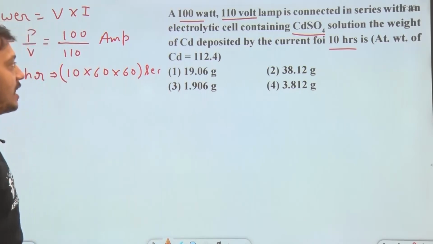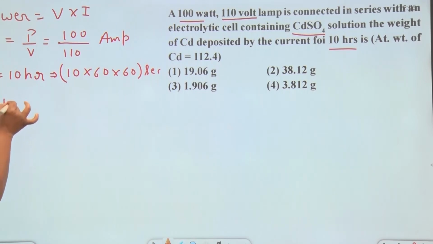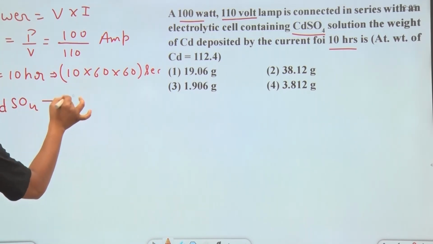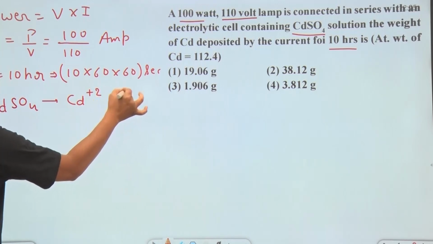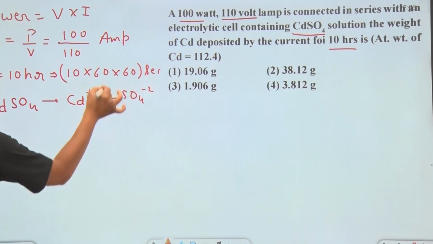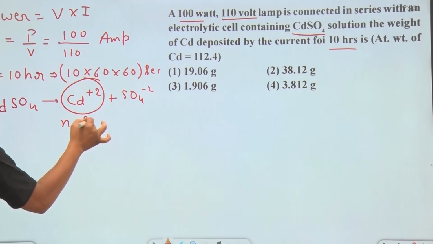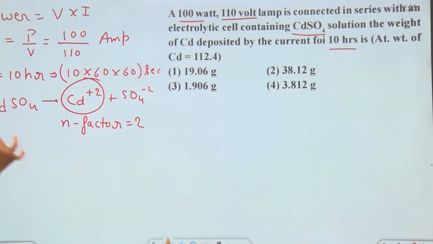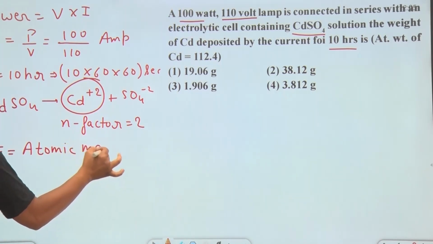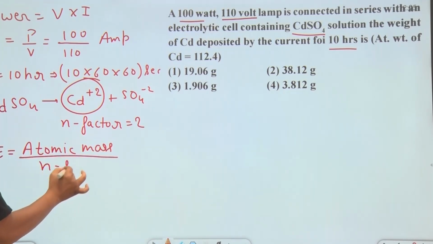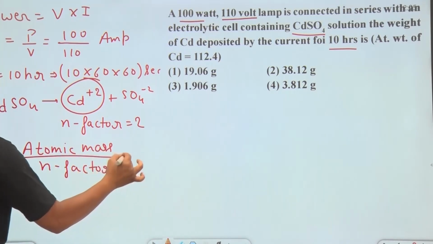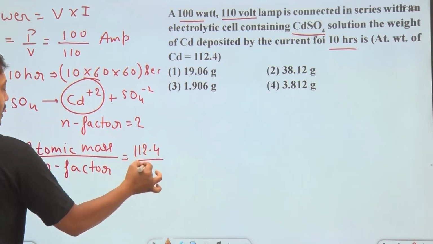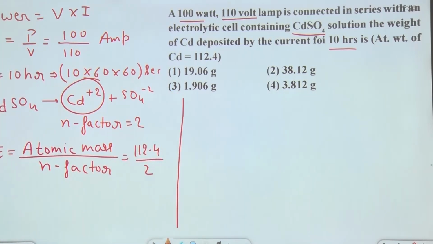Now the atomic weight of cadmium is 112.4, and CdSO4 will break down into Cd plus 2 and SO4 minus 2. Clear? So basically the n factor for cadmium is 2. So its equivalent weight is atomic mass upon n factor. Atomic mass is given already, 112.4, and the n factor is 2. So this is the value of equivalent mass.